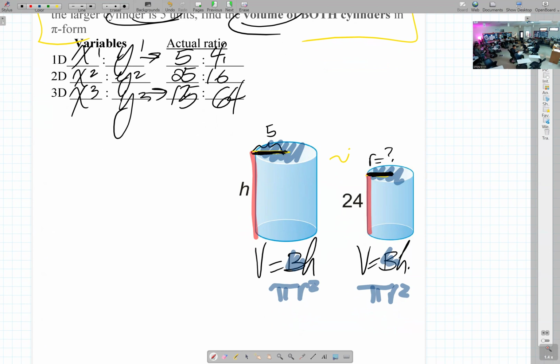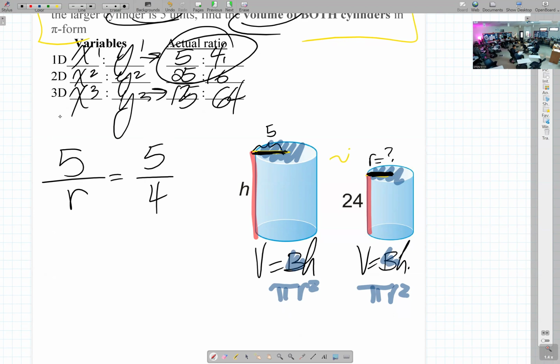Radius is how many dimensions? 1, 2, or 3? Okay, it's just length, folks. Length. So it's 1 dimension. You're going to go 5 over unknown radius equals 5 over 4. You shouldn't even need to cross multiply for this. Take a very close look there. Miss Johnson, what does R equal? 4. You got it.